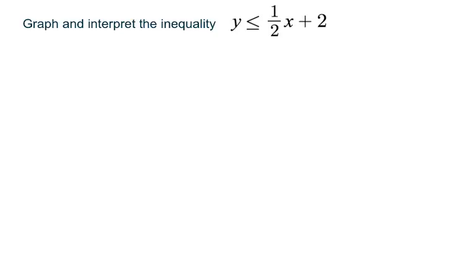Graph and interpret the inequality y is less than or equal to 1/2 x plus 2. When we are graphing linear inequalities, we're basically going to graph this as if it were an equation, but we need to also take a look at this inequality symbol to see if the line of the equation is going to be solid or dotted.